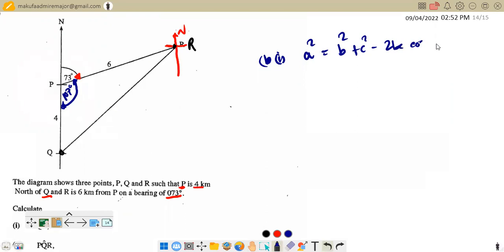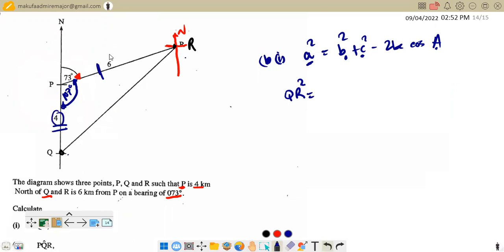Minus 2BC cos of what? Cos of A, whereby A is the angle that is in between these two sides, B and C, and a is the side that you're calculating, and you're calculating QR in this case. So it's going to be QR squared is equal to the B and the C are the sides that are creating the angle, which is this side and this side. So that's our B and C.